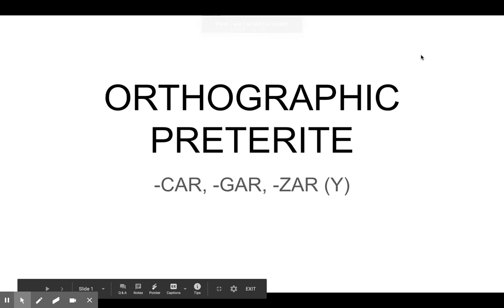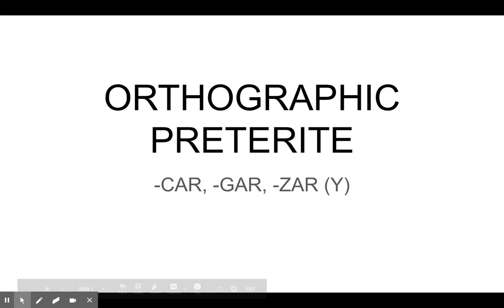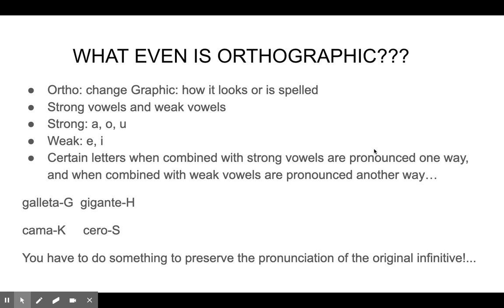So this is a lesson on the orthographic preterite tense. You've already received a lesson on the regular preterite tense. This is one of the irregular categories of preterite. What is orthographic? Orthographic means change, and graphic means how it's looked or spelled.